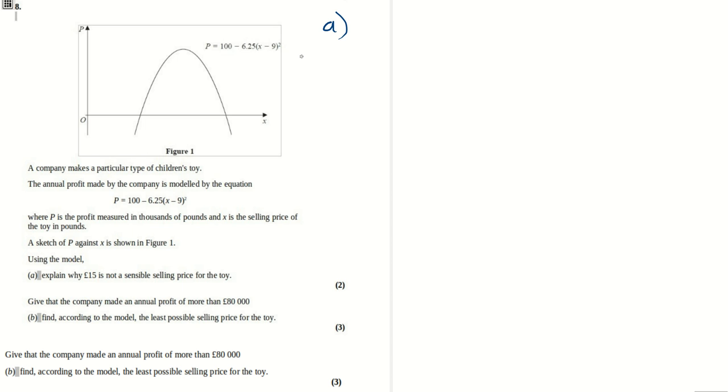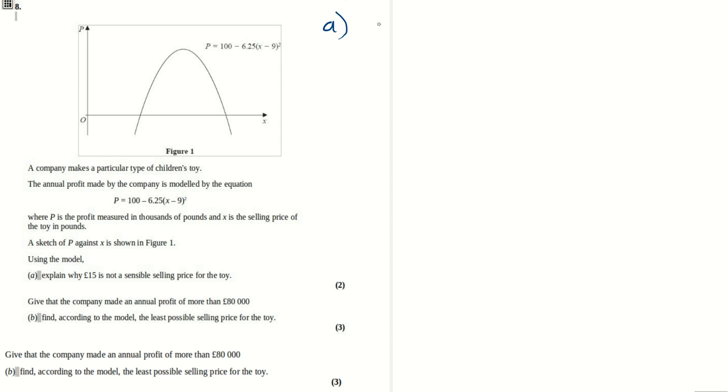Okay, so we're talking about a company making a toy, and it gives us an equation which relates the price of the toy, x, to the profit that the company is going to make, P. Notice that P is in thousands of pounds. Part A: explain why £15 is not a sensible selling price for the toy.